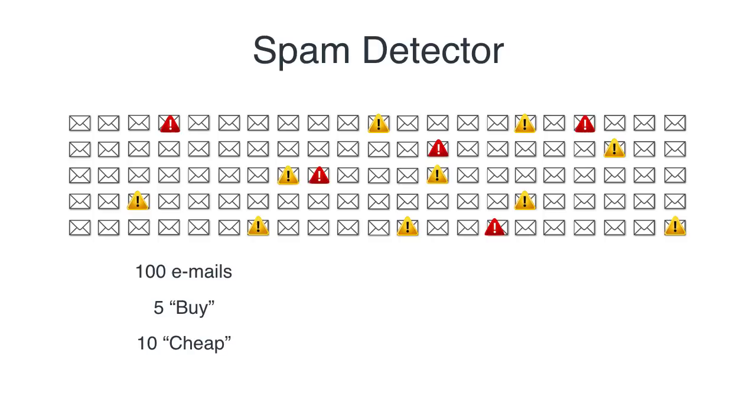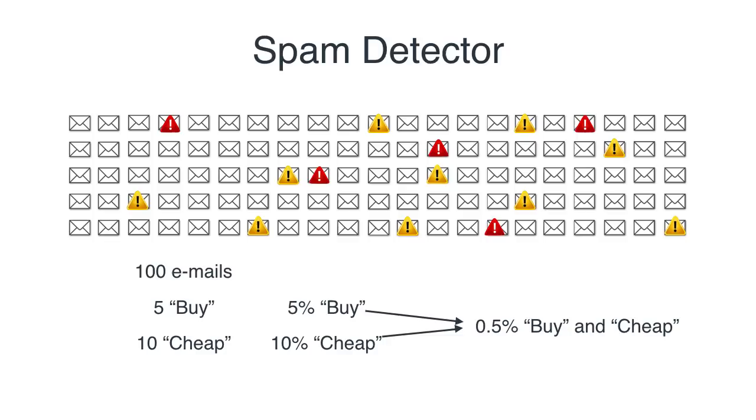So let's think. 5 out of 100 is 5%, so 5% of the emails contain the word buy. And 10 out of 100 is 10%, so 10% of the emails contain the word cheap. So in an ideal world where everything was pretty, how many emails would contain the words buy and cheap? Well, what is 10% of 5%? It's 0.5%. So why don't we just assume that 0.5% of the emails contained the words buy and cheap? So we can sort of imagine that there is half an email that contains the words buy and cheap. And since all we're doing is math, it doesn't really matter that there's half an email. This will work out in our formulas.